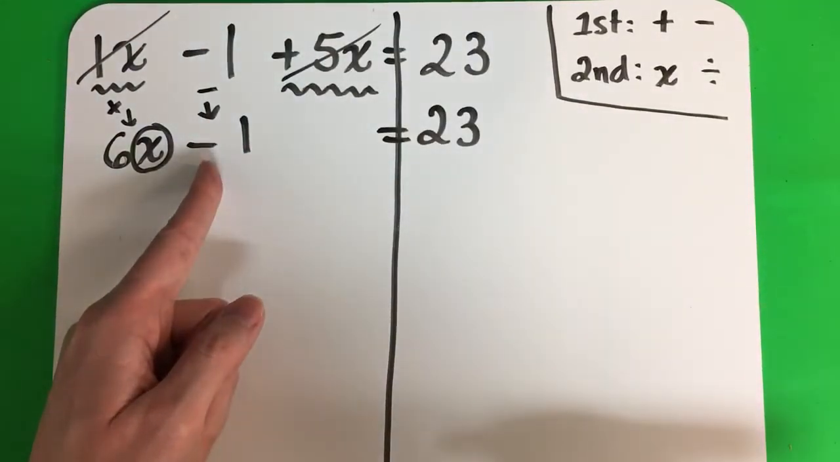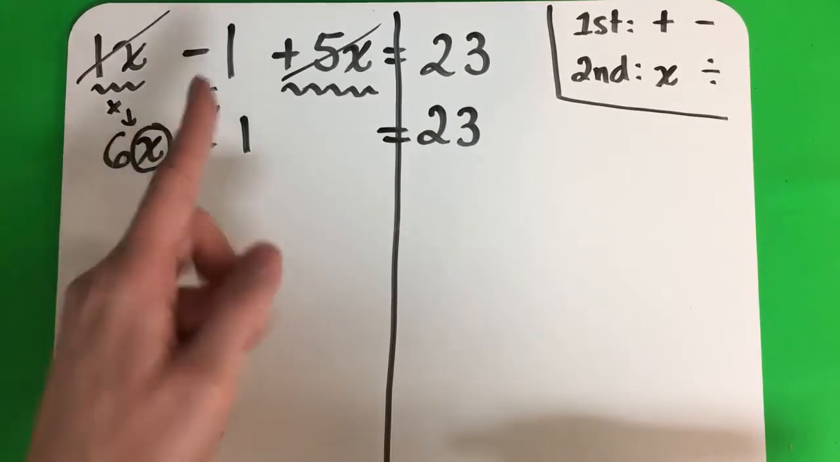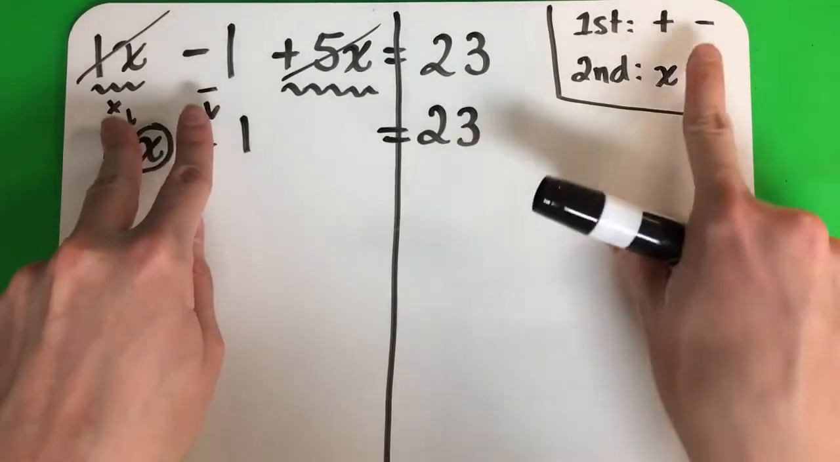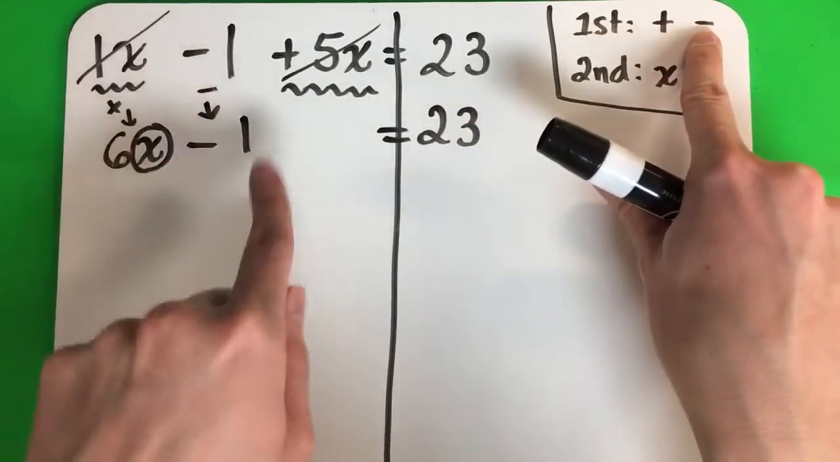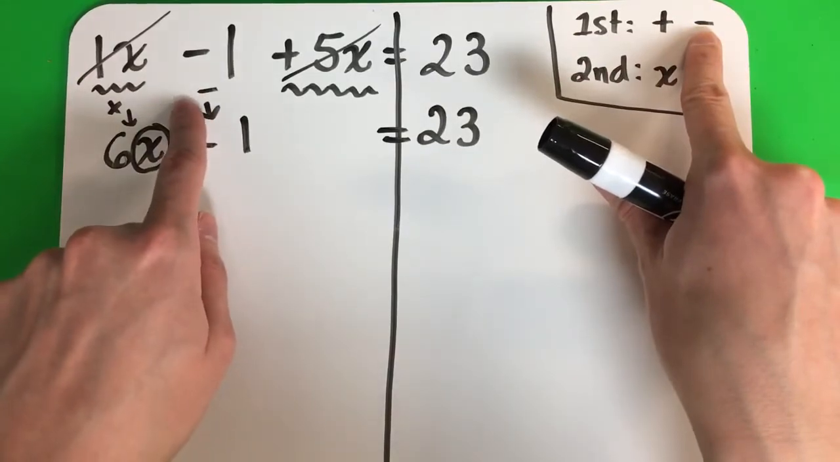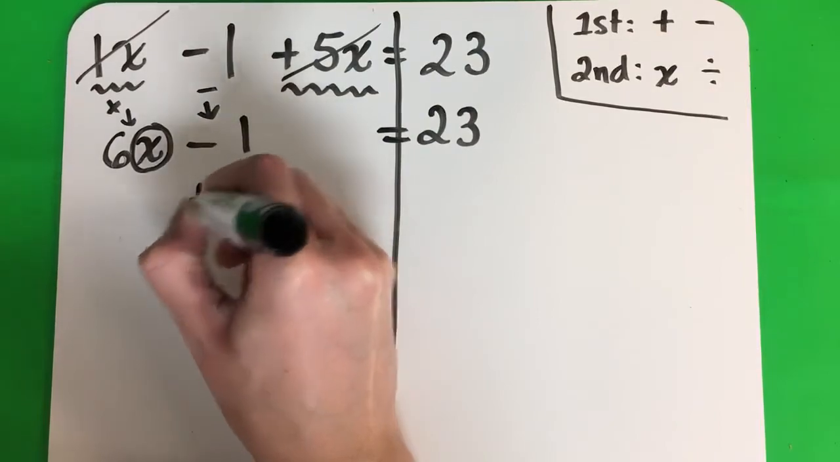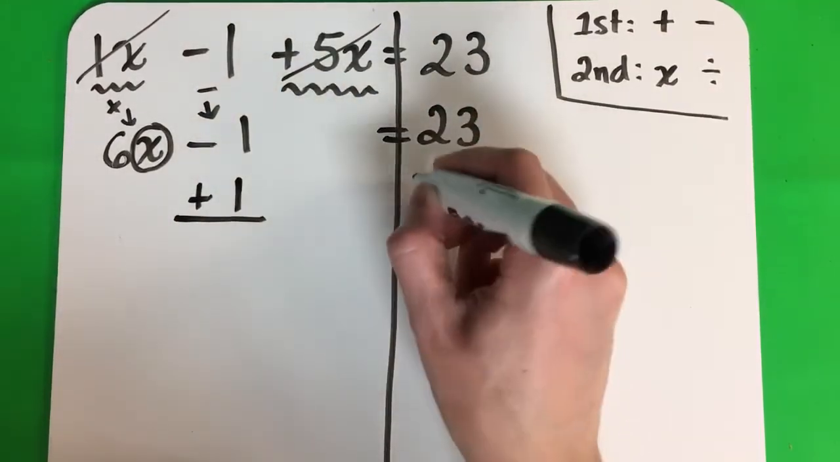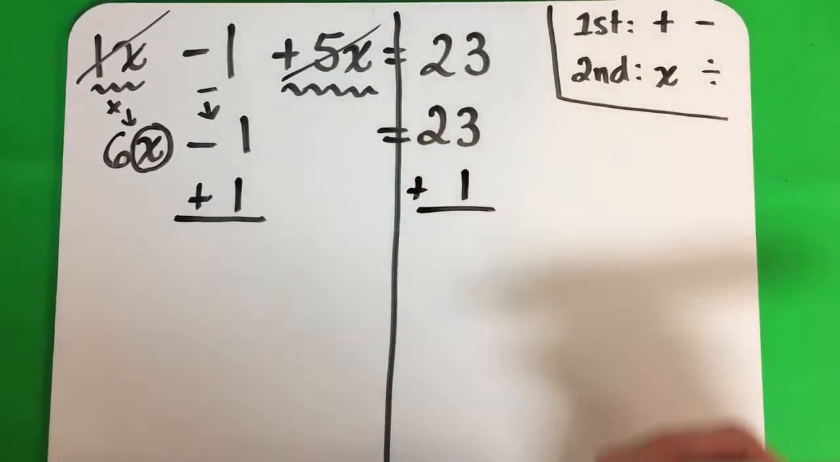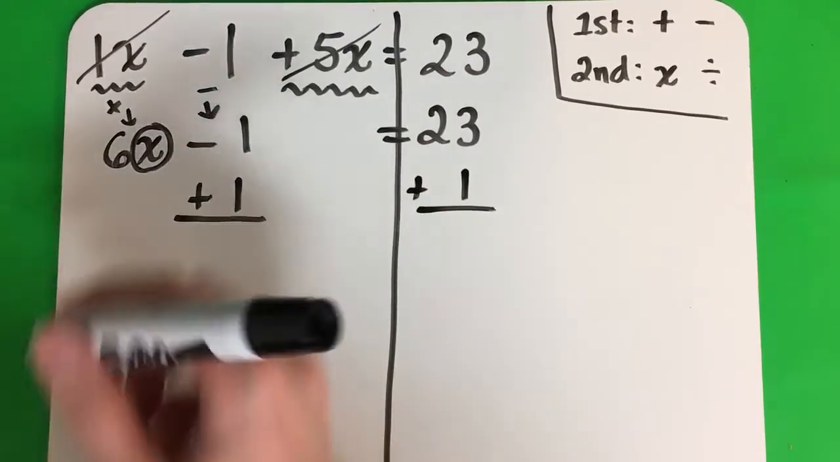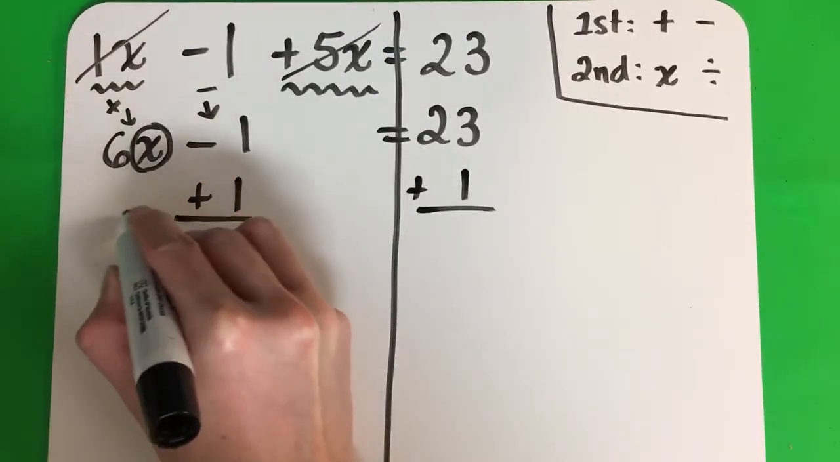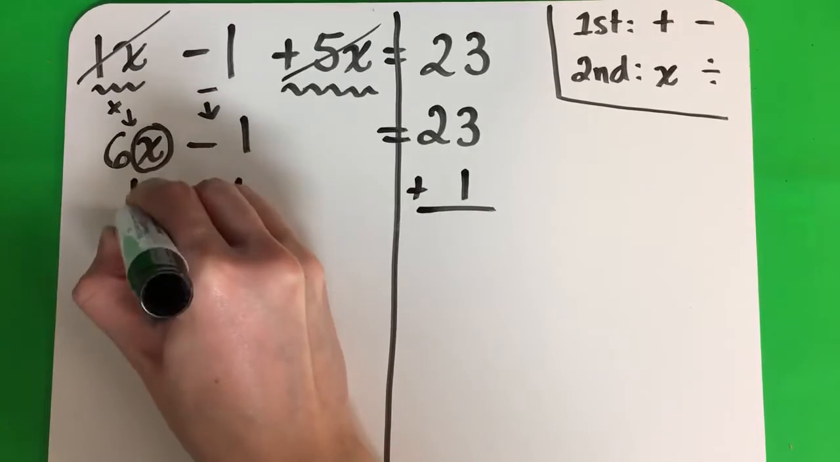What is this one? Minus. Which one is first, multiply or minus? Well, looks like first, primero, is minus. What's the opposite of minus? Plus. Plus 1. And copy. Plus 1. Copy down 6x. There's nothing here. No hay nada aquí. Entonces copy.